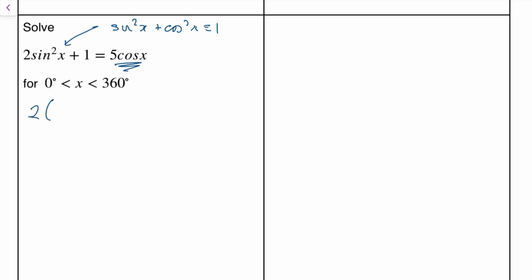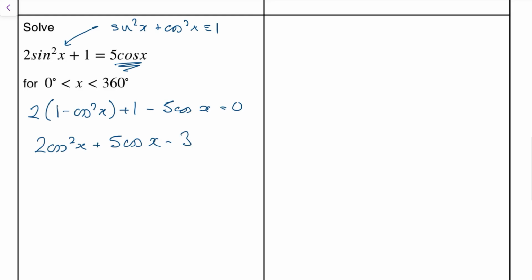So I'm going to change the sine squared for 1 minus cos squared x plus 1 minus 5 cos x is equal to 0. I'm going to get a quadratic. Now, in one go, so check you're happy with what I've done, I'm going to expand the brackets and multiply by minus 1. So 2 times minus cos x is minus 2 cos squared x, multiplied by minus 1 is 2 cos squared x, minus 5 cos x becomes plus 5 cos x, 2 times 1 is 2, plus 1 is 3, so that becomes minus 3, and that equals to 0.